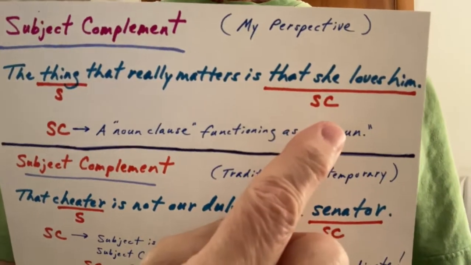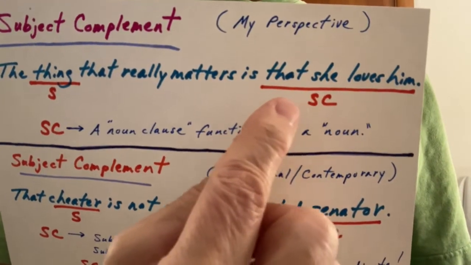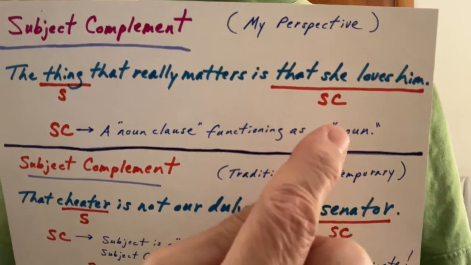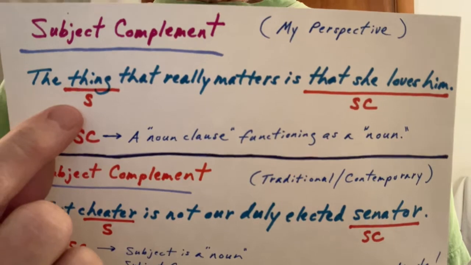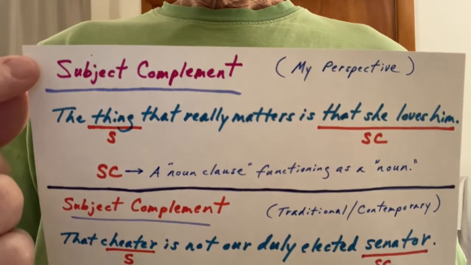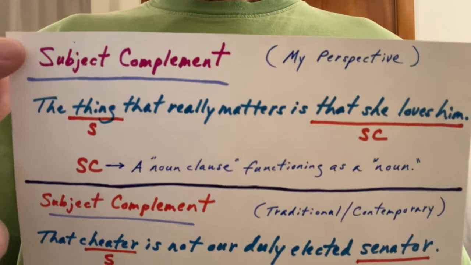So we see something immediately. We see that the subject complement is a noun clause functioning as a noun. This is a noun clause functioning kind of like a noun, and it's complementing the subject. Now, that's how I've seen it for decades. That's how I've learned it and taught my children.